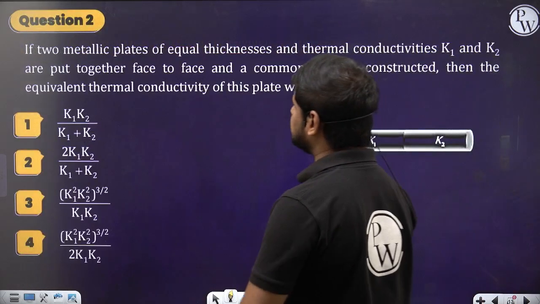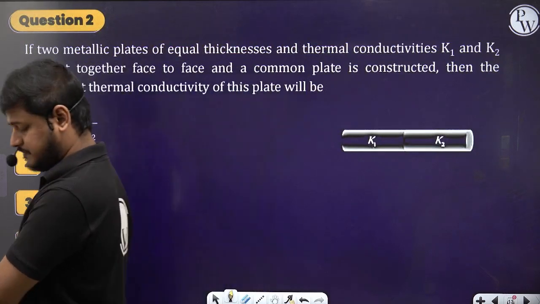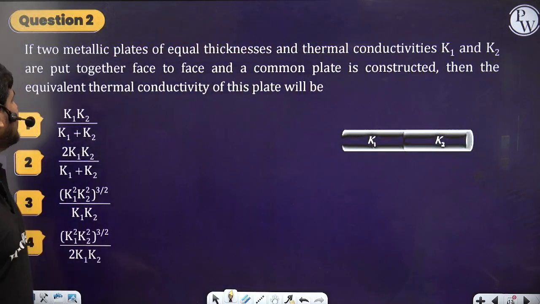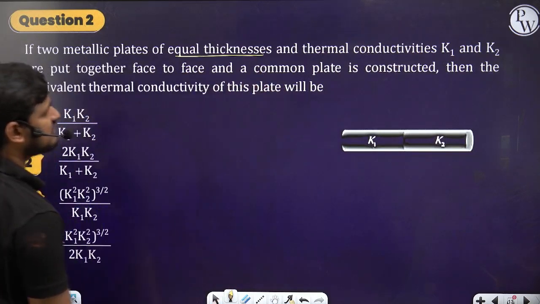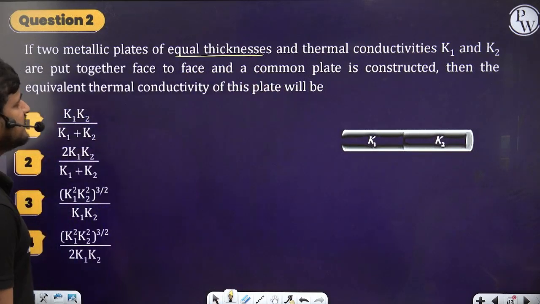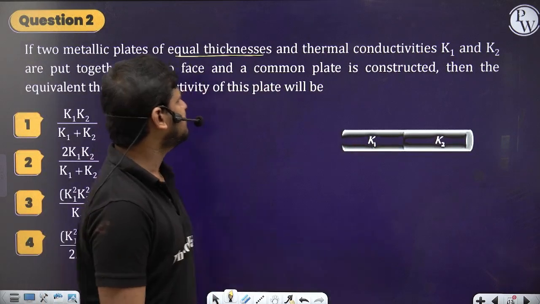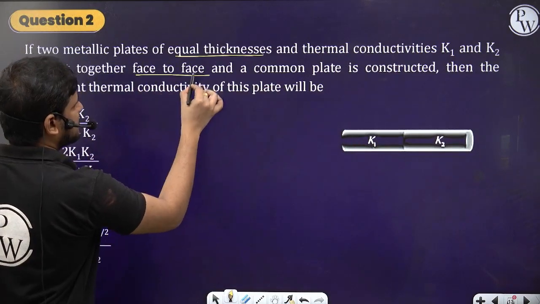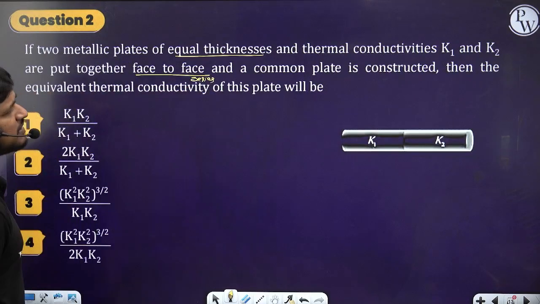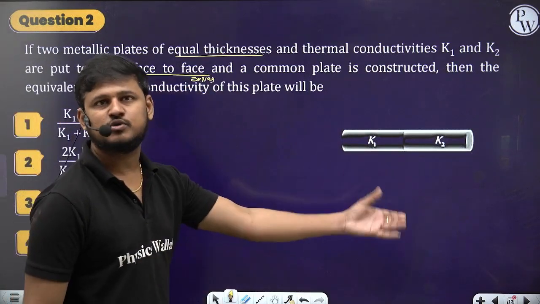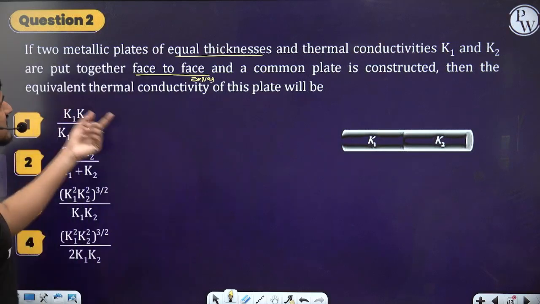So we got one question. Let's try this question on your own. If two metallic plates of equal thickness and thermal conductivities K1 and K2 are put together face to face like this, that means a series combination, face to face, and a common plate is constructed, that means the composite rod, then the equivalent thermal conductivity.